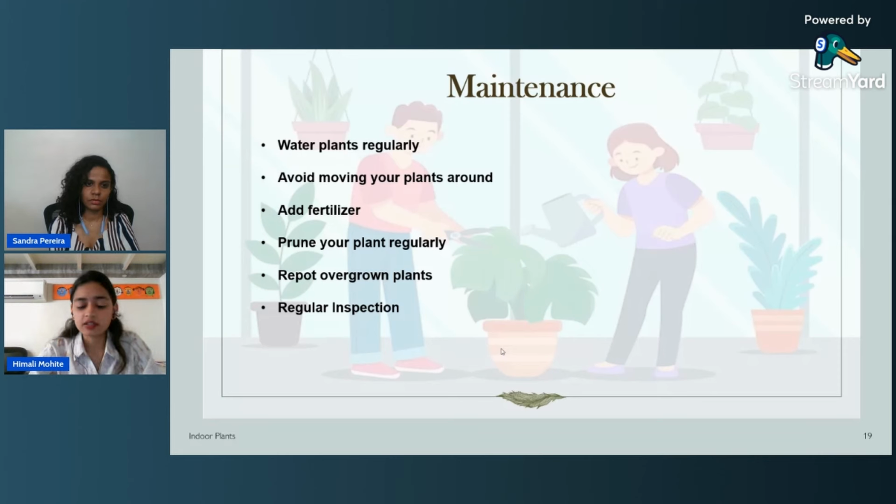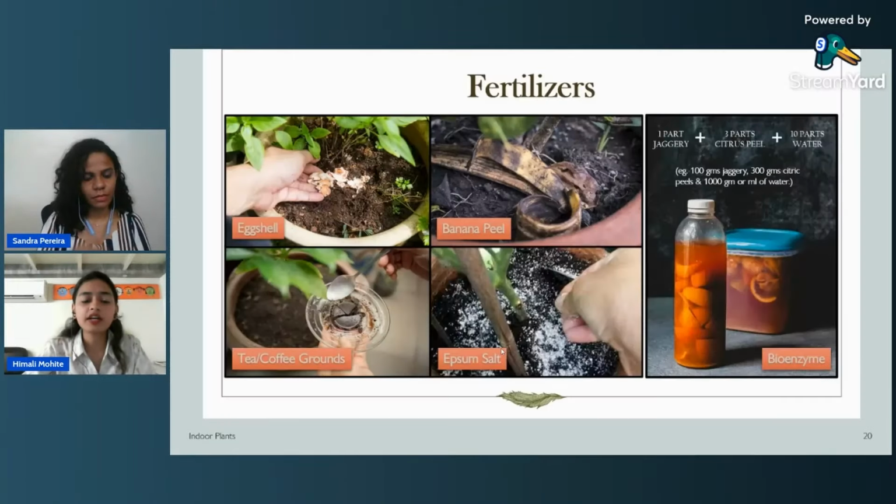Then add fertilizers. Now talking about fertilizers, it is not necessary that we use synthetic fertilizers. We can use fertilizers which can be homemade, or natural, like eggshells. Eggshells have a high amount of calcium in them, so they reduce the soil acidity. Then banana peels. Banana peels have a high level of potassium in them, and it can strengthen the roots of the plants. Then adding tea or coffee grounds.